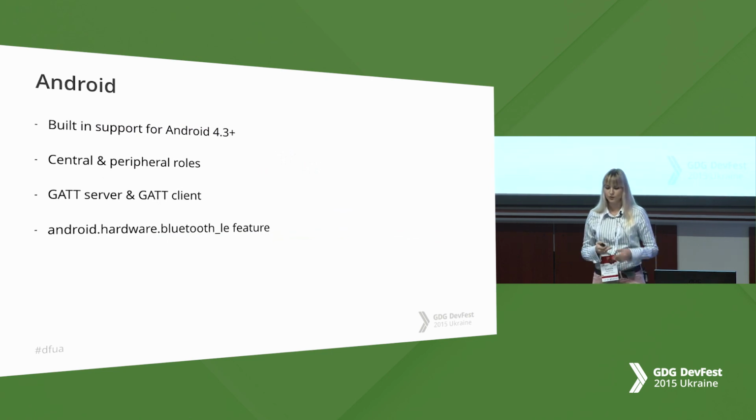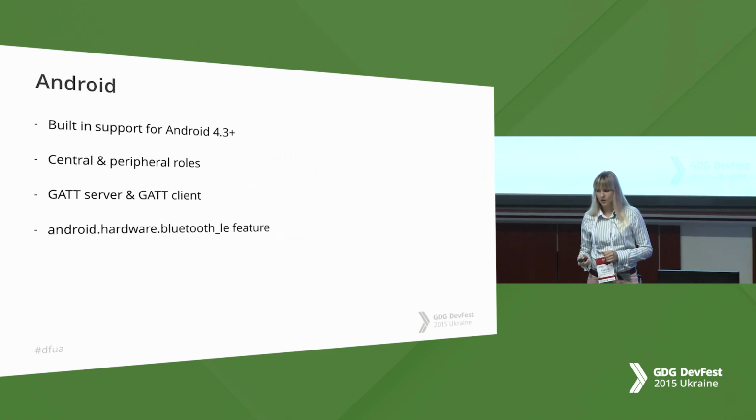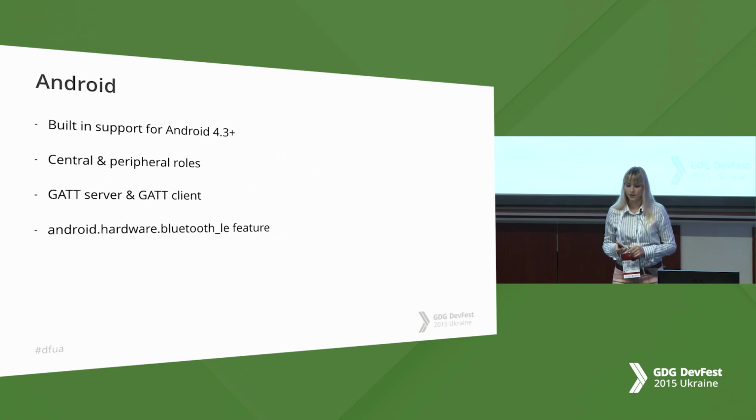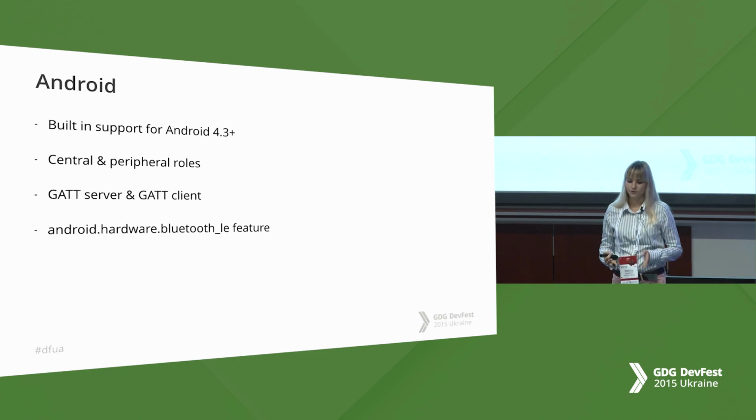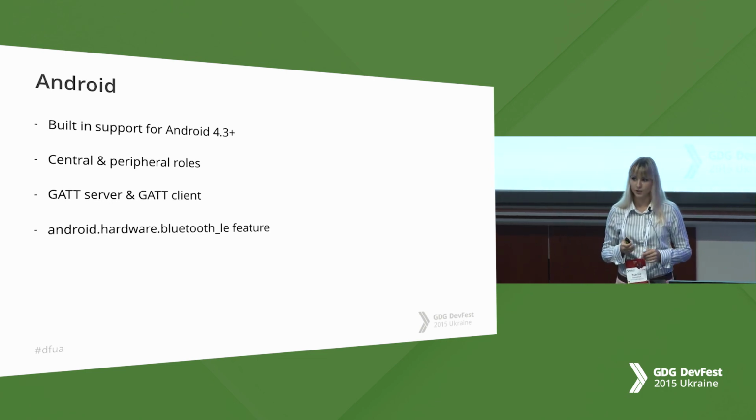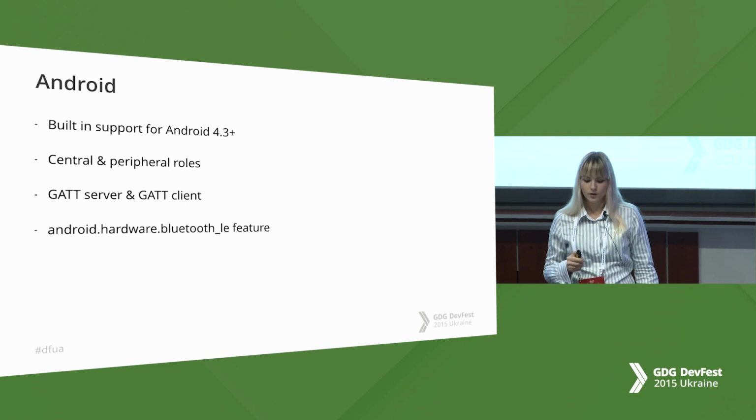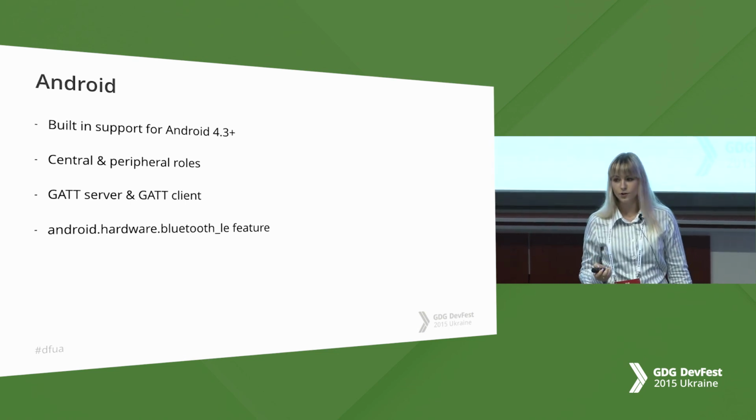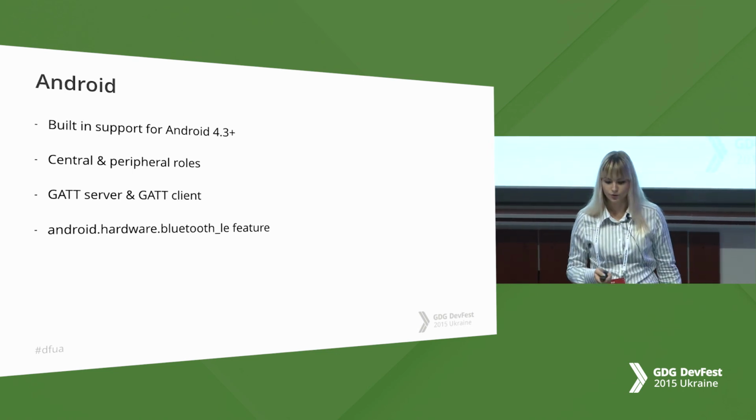And let's look at how it works on Android. Android supports BLE devices starting from Android 4.3, which is API level 18. And we have central and peripheral devices. Central devices scan the signals and peripheral devices emit the signals. And as I said, we have corresponding entities: a GATT server and a GATT client. And from this version, the Android hardware Bluetooth LE feature is also included. So before installing the application, we could check if our device supports BLE or not.